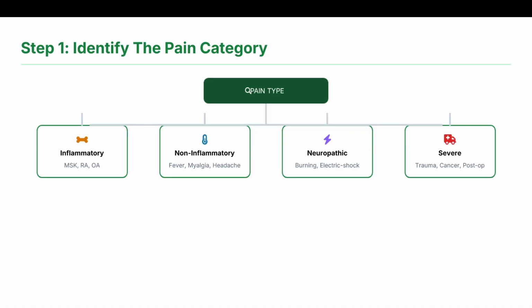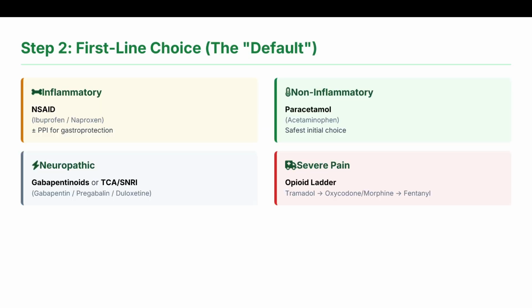Based on these broad categories of pain, we classify the analgesic of choice, also considering the patient's comorbidity pattern. So step one, we choose the drug of choice, the default drug for each type of pain. For severe pain, it is always an opioid, initially tramadol, which is a weak opioid. Then we go for oxycodone or morphine. Then finally, fentanyl. Remember, fentanyl is 100 times more efficacious than morphine.